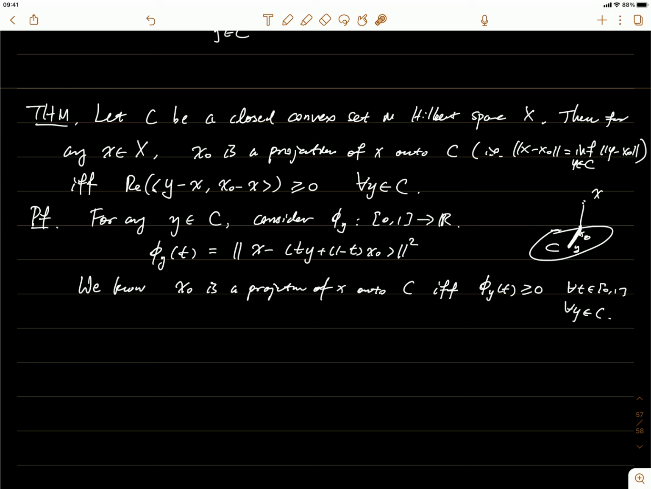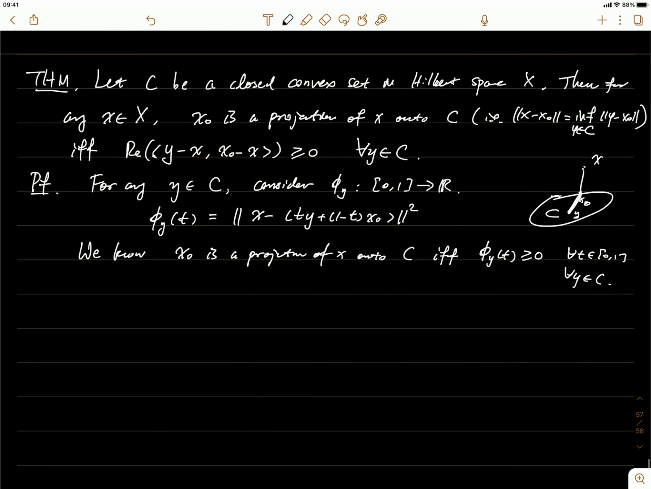So by choosing different y's and different t's, if this phi y of 0 is always less than phi y of t for any y and any t, then it just means that x naught is a projection point. Okay, and we know that it's unique as well from the previous result. So we know that.